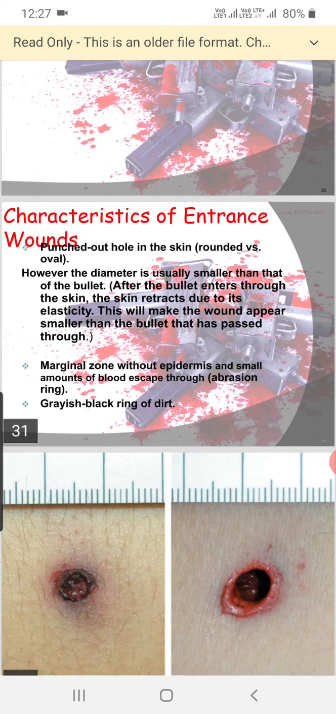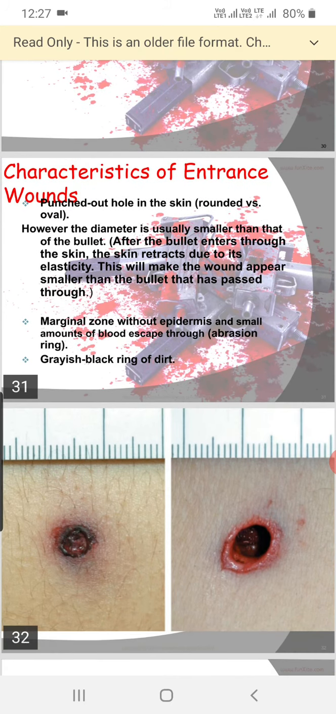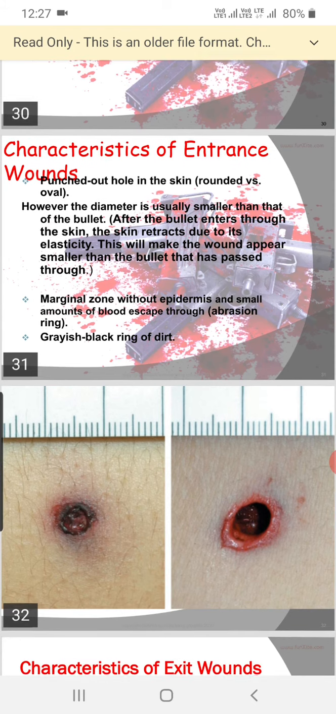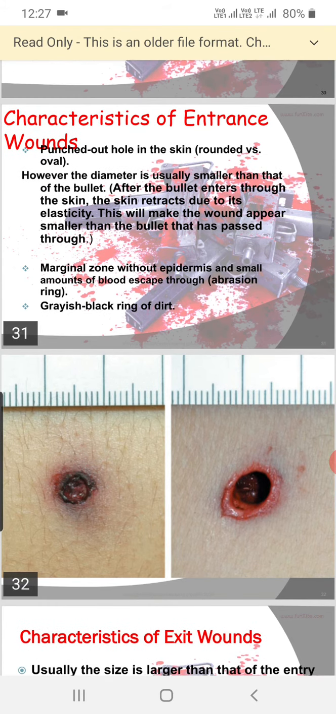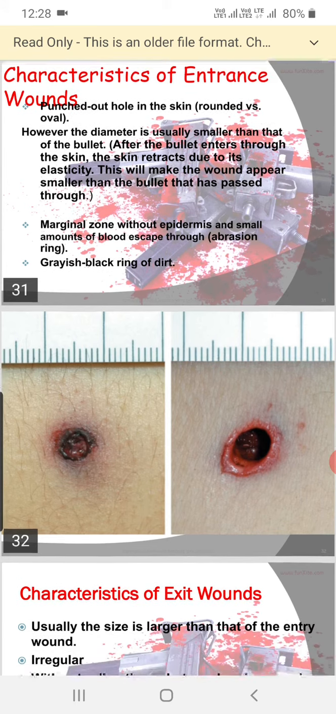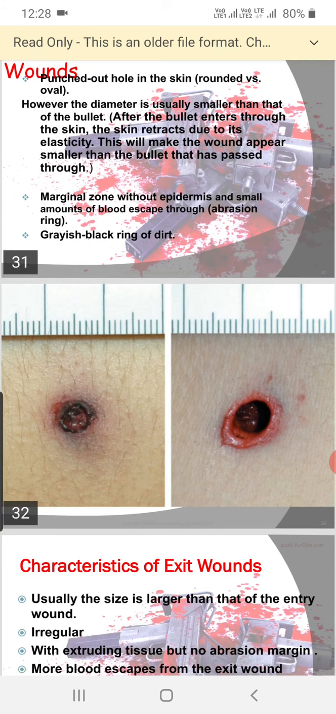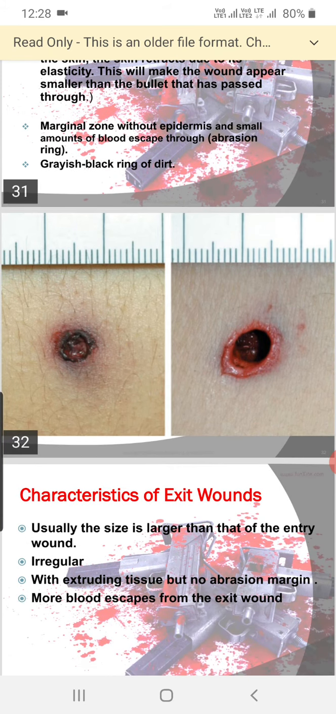Okay, characteristic of entrance wound: punched out hole in the skin. It can be rounded or oval in shape. However, the diameter is usually smaller than that of the bullet, because after the bullet enters, the skin retracts due to its elasticity. This will make the wound appear smaller than the bullet that has passed through. Marginal zone without epidermis and a small amount of blood escapes through the ring. So there will be presence of an abrasion ring, grayish or black dirt. So this is your entrance wound. You can easily see. Fine.